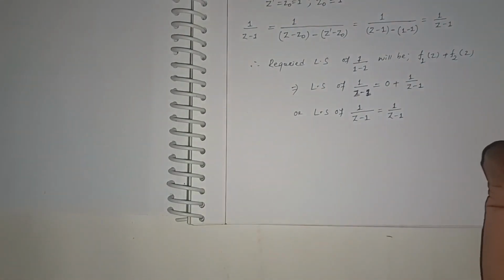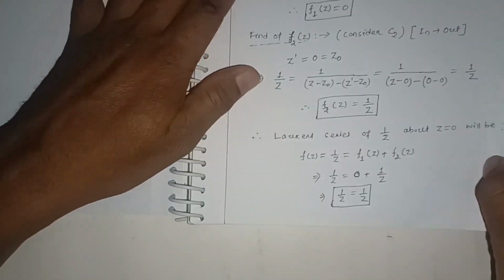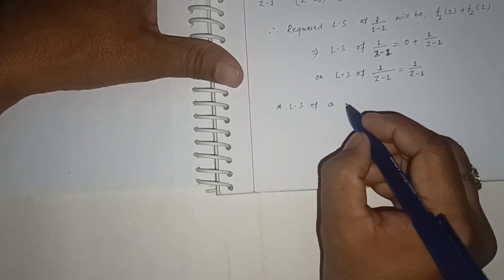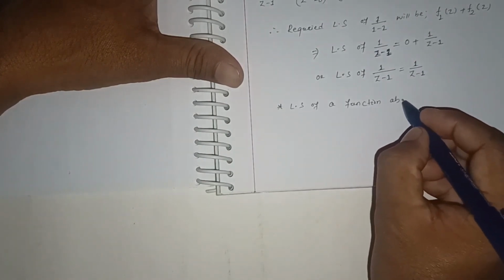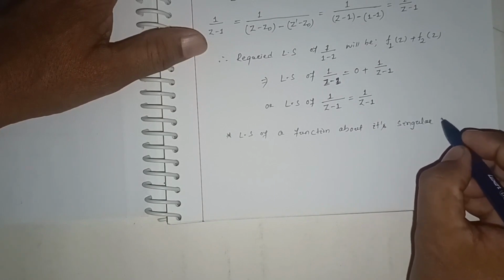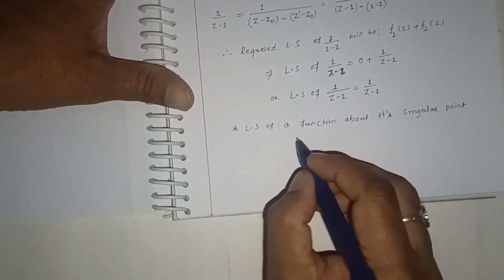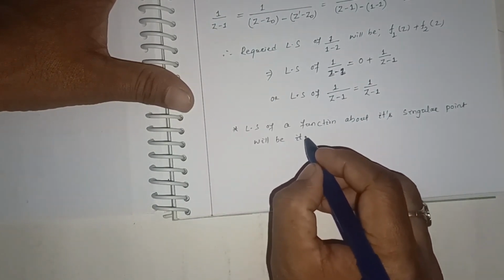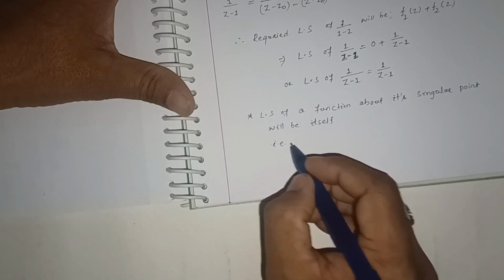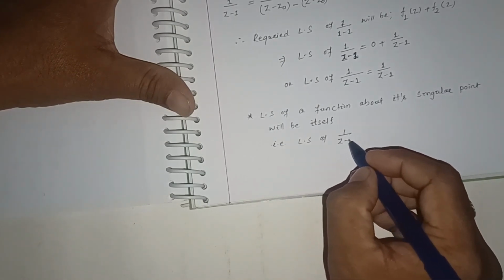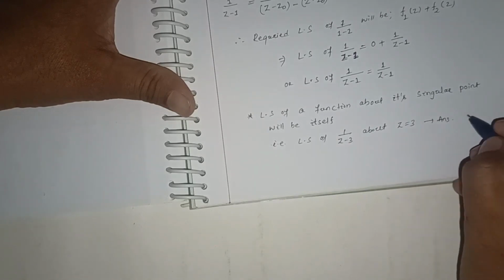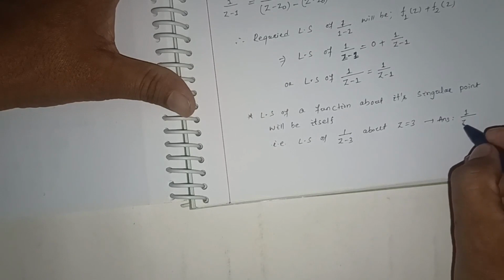Remember it is most important, required in different numericals, because these two are the basics of the Laurent series. In general we can write that the Laurent series of a function about its singular point will be itself. Suppose we consider the Laurent series of 1 by z minus 3 about z equal to 3, the answer will be the same, itself only, 1 by z minus 3.